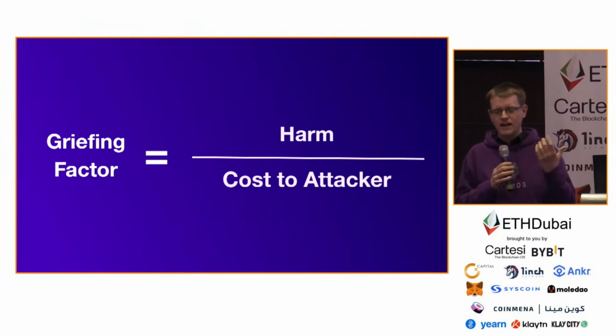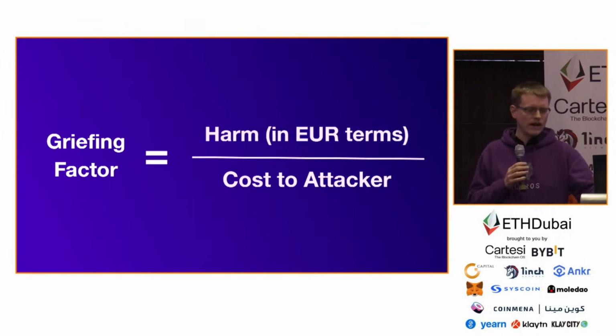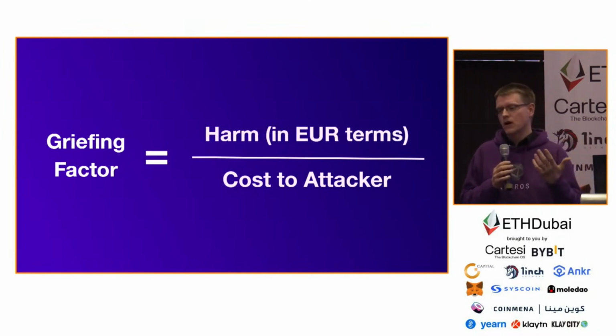And this can be monetary. For example, it can be harm in euro terms or cryptocurrency terms. I'll have a couple of examples at the end that will be non-monetary. So for example, if I can spend €1 to do €5 of harm to somebody else, that has a griefing factor of 5.